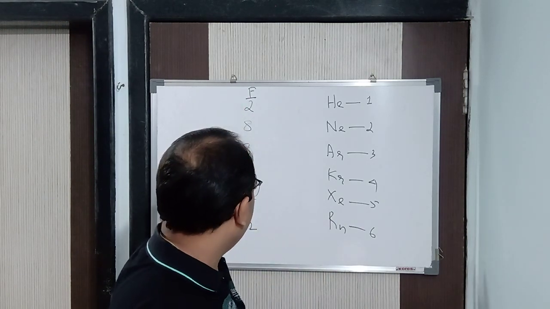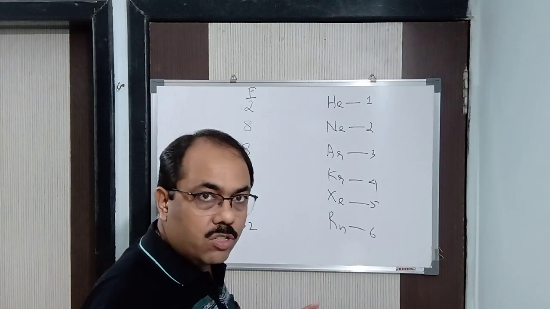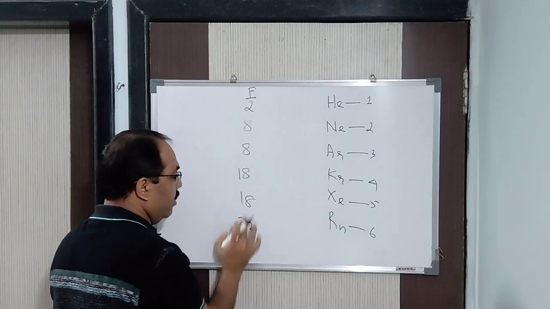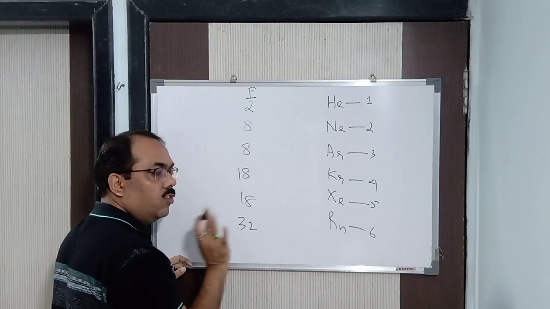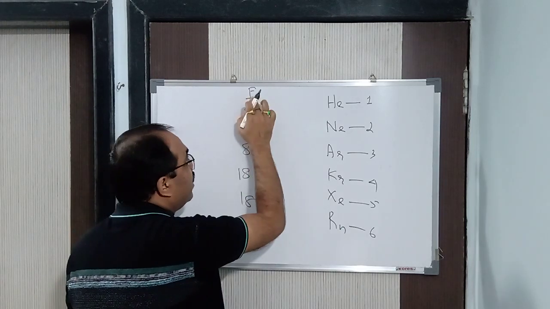So, first you write the magic number. Alright, you understood? First you write the magic number. You have written the magic number: 2, 8, 8, 18, 18, 32. You have to remember this. Alright. Now this I took as frequency.